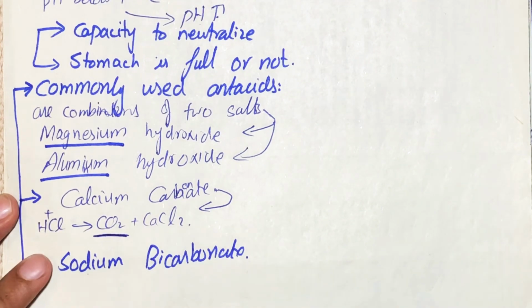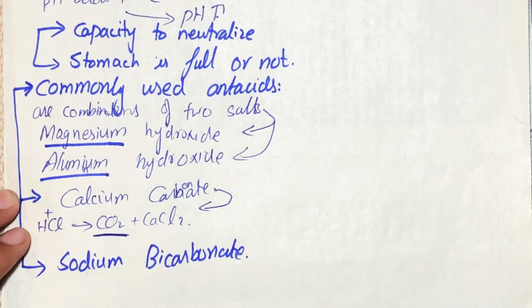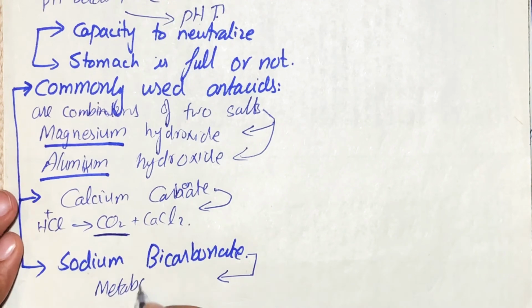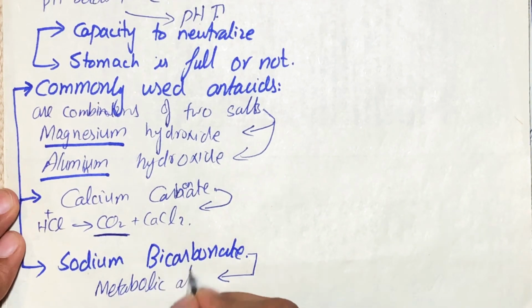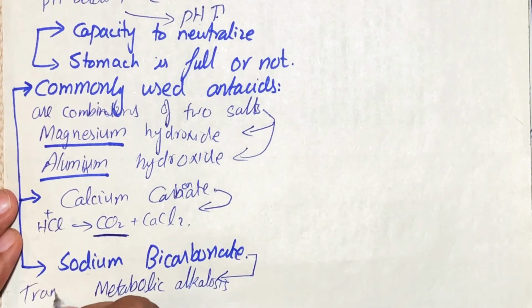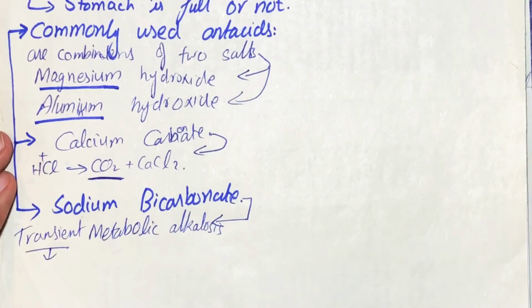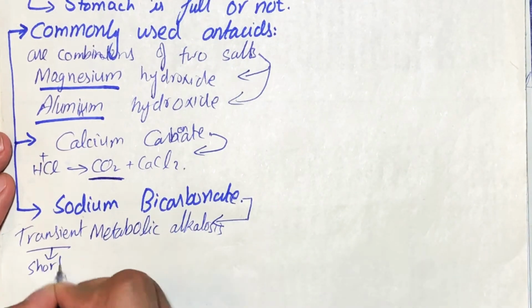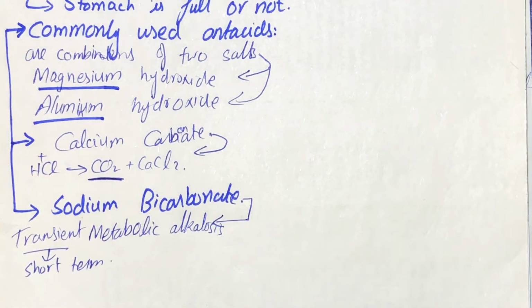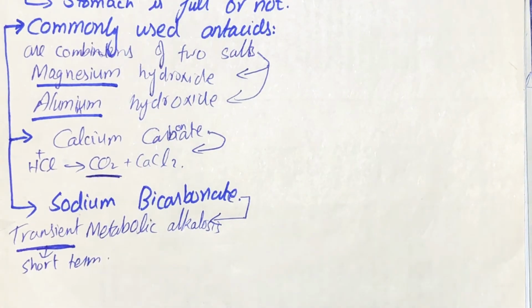But there is one problem with this type of antacid, and what is that? This type of antacid can cause transient metabolic alkalosis. Transient means it is short lived or short term, that it can recover later on. So what is metabolic alkalosis?